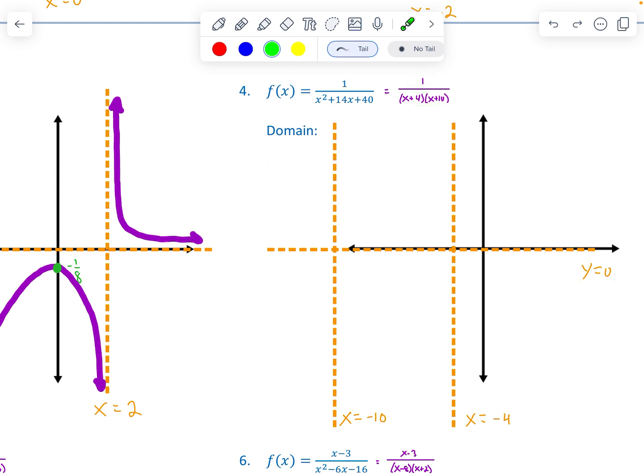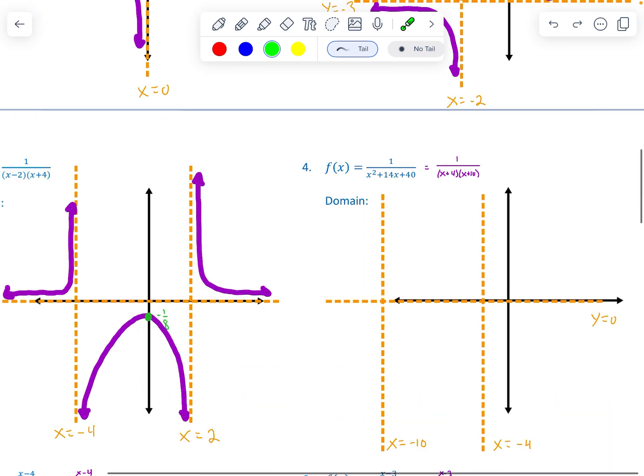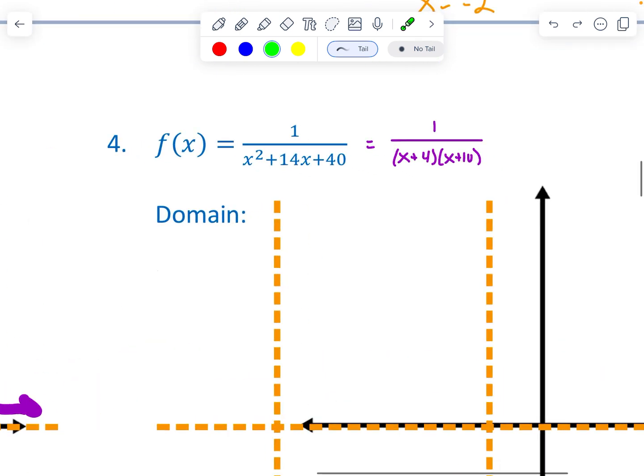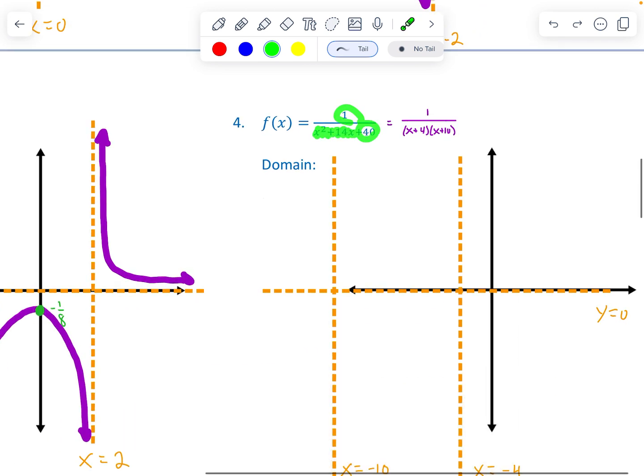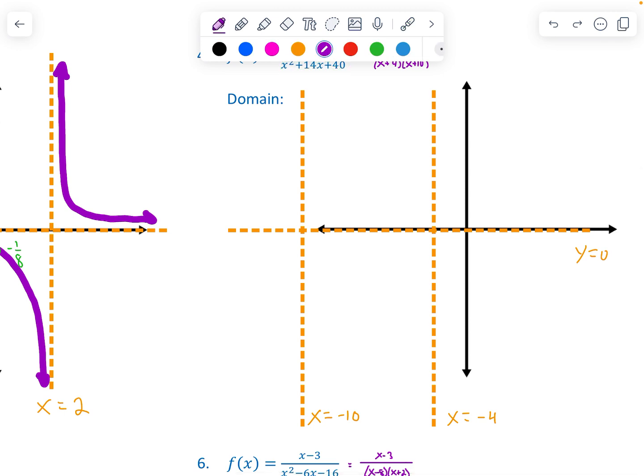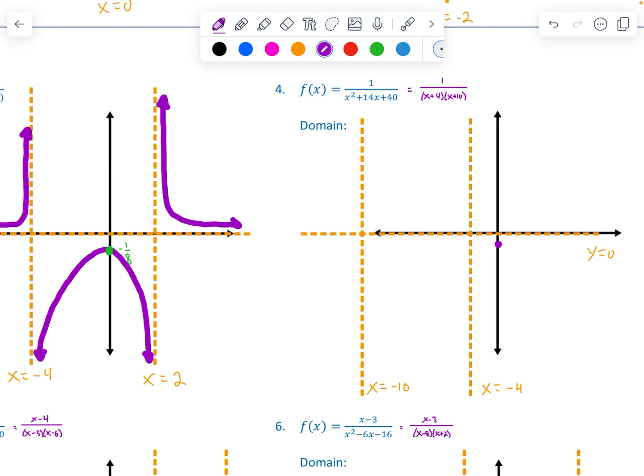Our y-intercept, plug in 0 for x. It's actually easier to go to the non-factored form, because when you plug in 0, these are just gone, and you just get 1 over 40. So you have a y-intercept of 1 over 40, which is right here somewhere. Sorry, it's positive 1 over 40. So it's up here. So 1/40.